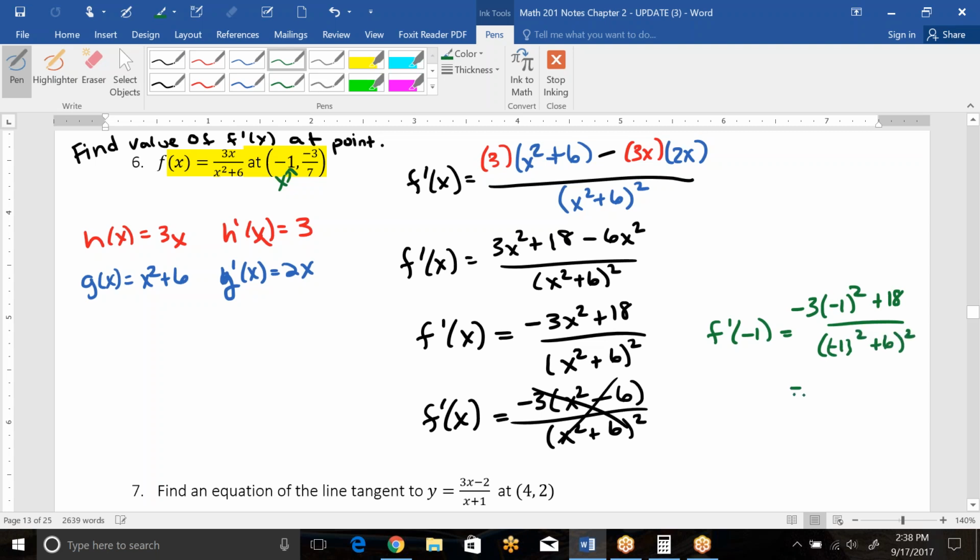-1 squared is 1, so that's going to be -3 plus 18 on top. -1 squared is 1 plus 6 will be 7, so that's going to be 7 squared on the bottom. I am getting 15 over 49 as my evaluation. So there's that.